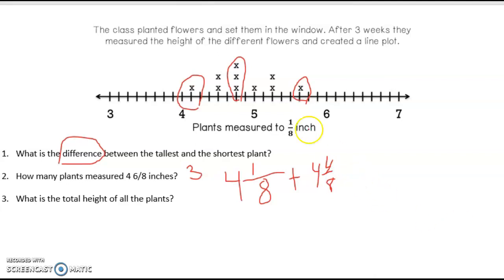Now, how many 4 4/8 do we have? We're looking right here, 4 4/8. We have 1, 2, so we need another 4 4/8. All right, then we have, so if this is 4 4/8, 4 5/8, 4 6/8, these 3 X's represent 4 6/8. There's 3 of them.